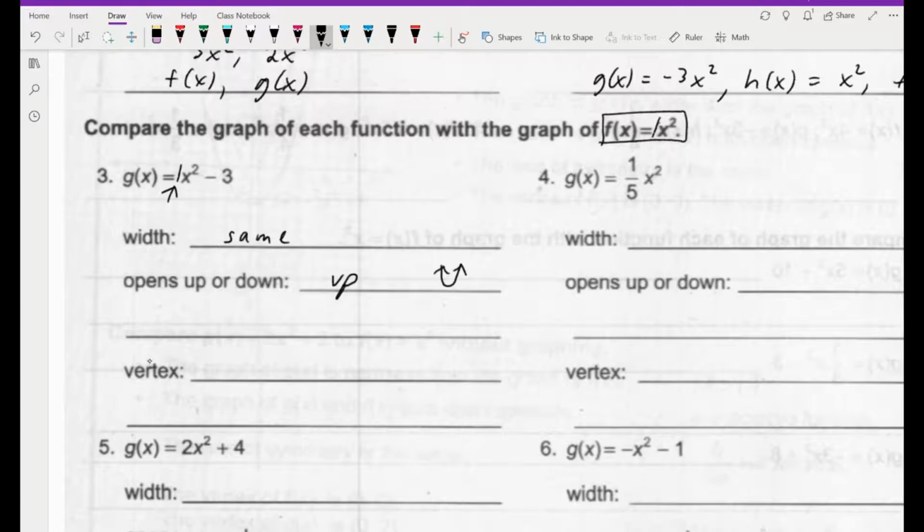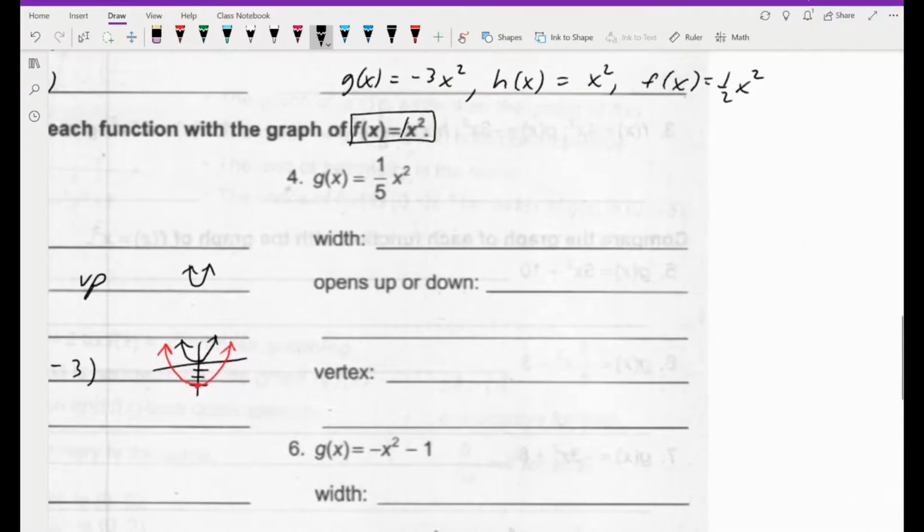Now the vertex is normally at 0, 0. But in this case, if we look at it right here, it's minus 3. That means it's shifted down 3 units. So the vertex is minus 3. So if we had a graph here, 1, 2, 3, normally the graph would have been right here. But we're shifting everything down 3 units. So the parabola would actually be, in this case, here. It's down 3 units.